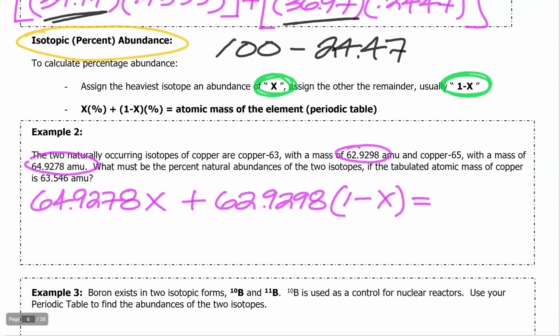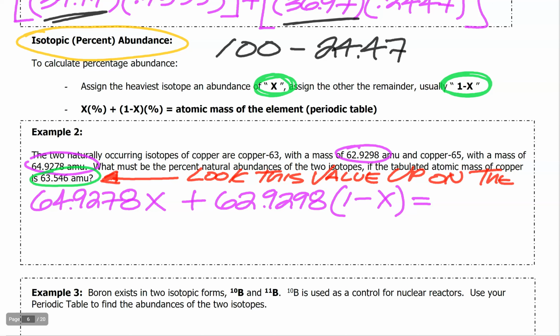And they conveniently told us that it weighs 63.546. Now, you need to make a note that if they do not give you this number, if they do not tell you what it weighs on the periodic table, then you can look that up. So you can look this value up. And a lot of times they don't give you that number. So you just have to look that up on the periodic table. So just because they don't give it to us, it's not like we can't go to our periodic table.